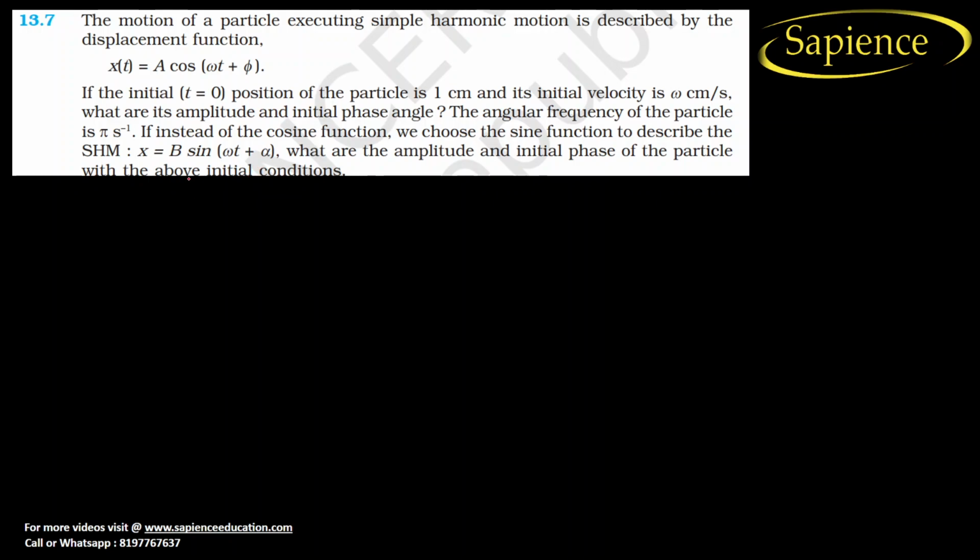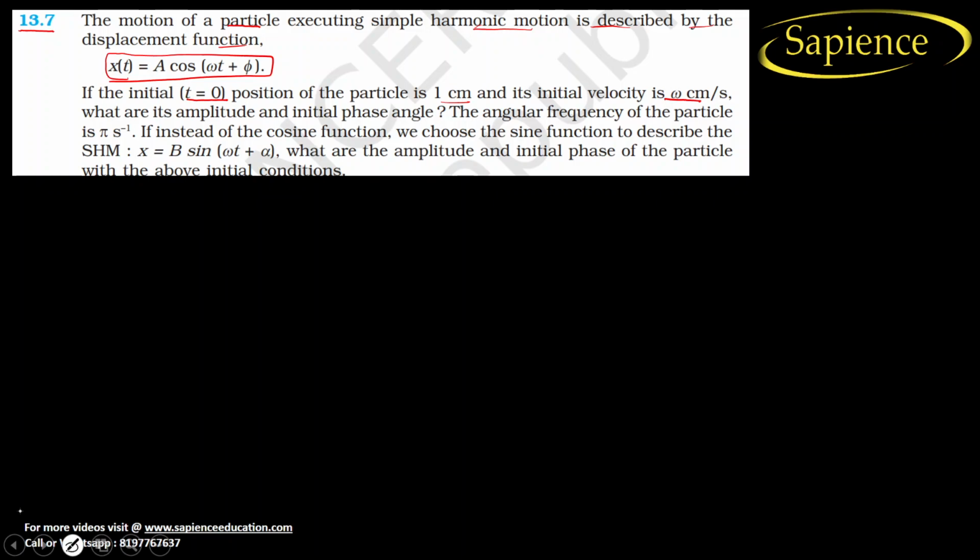So today I am going to solve question number 13.7 of chapter Oscillations. So let us do this. In question number 13.7, the motion of a particle executing simple harmonic motion is described by the displacement function. If its initial condition is, at time t equal to 0, the position of the particle is 1 centimeter and its initial velocity is omega centimeter per second, what are the amplitude and initial phase angle?